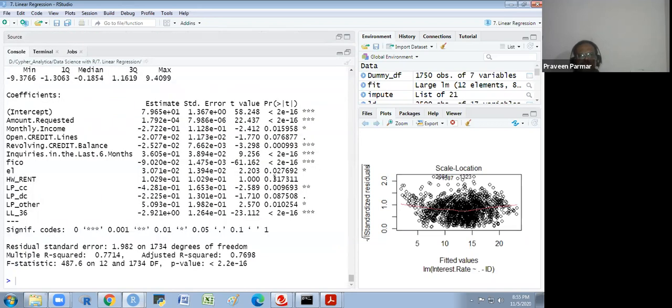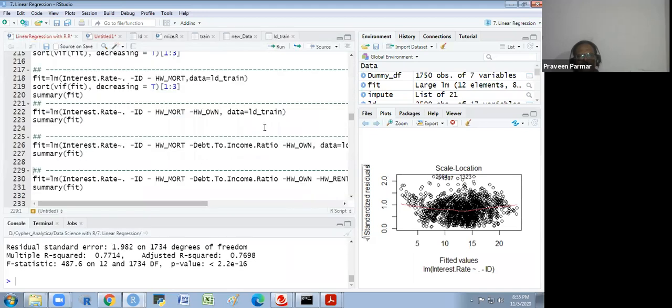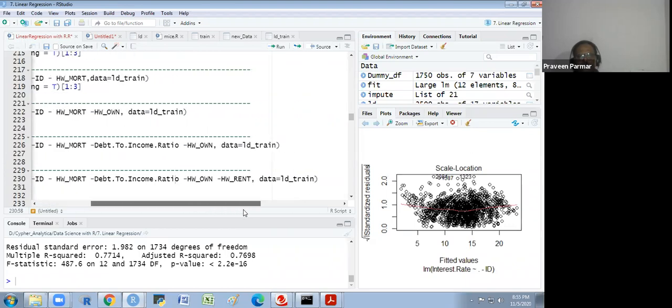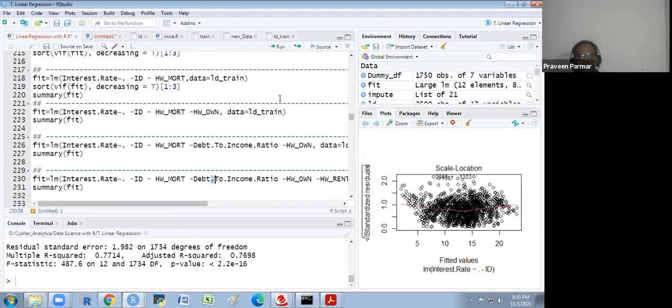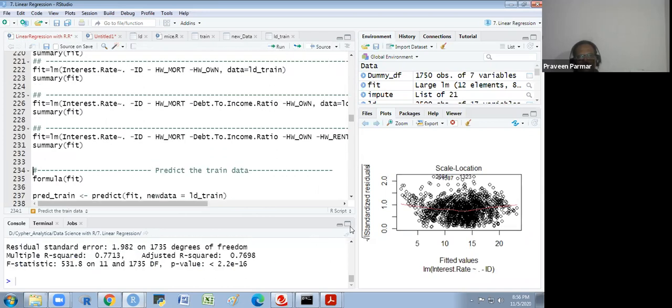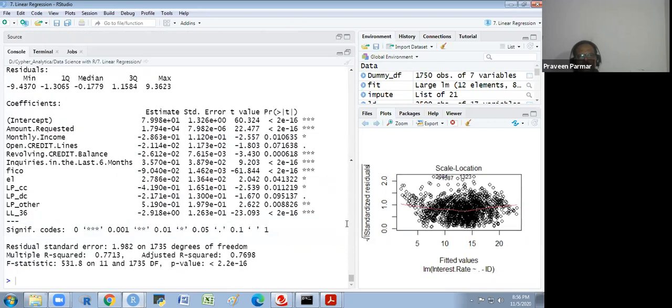Now a new one has emerged. It is house rent. So I will also remove the house rent. You see it here, house rent. I remove it and get the summary now, and I see it is now in control.